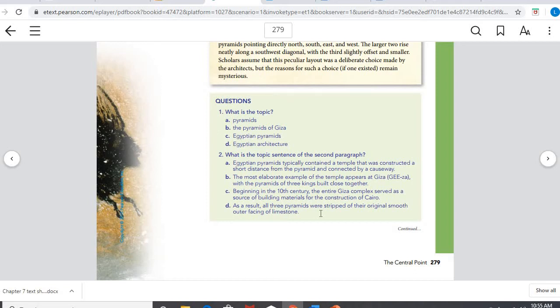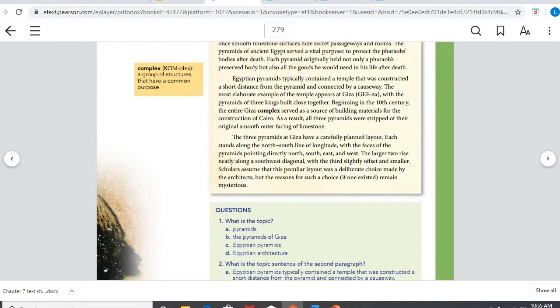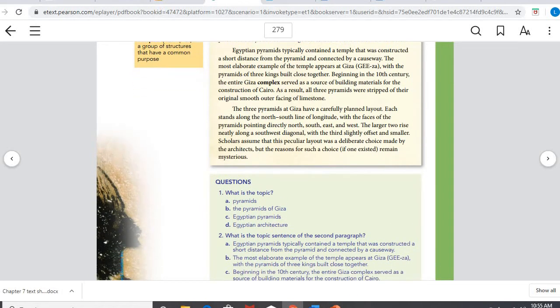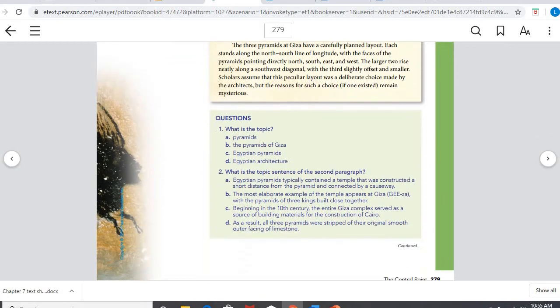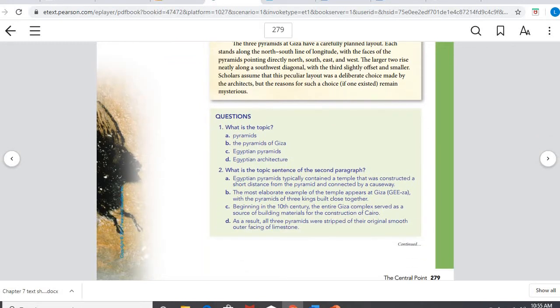Question 2 wants to know about just the second paragraph. So if you look back at the second paragraph right here, it wants to know the topic sentence, or main idea, of the second paragraph. If you look through your options, it is A. Egyptian pyramids typically contained a temple that was constructed a short distance from the pyramid and connected by a causeway. That is our main idea for paragraph 2. So number 2 is A.